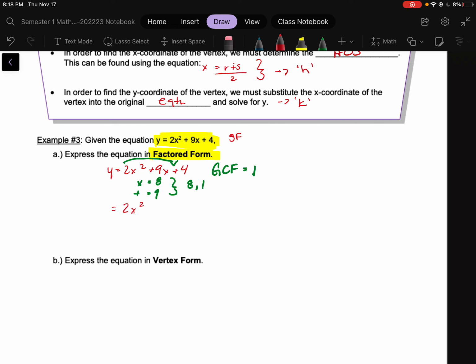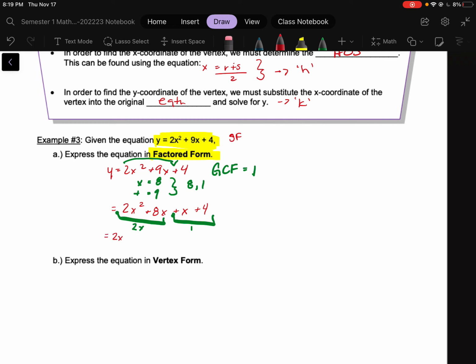Based off of that, let's plug it in. We have 2x to the power of 2. That stays. Then we use our two numbers, 8x plus x, because 1 is x. And then we keep the 4, because we got rid of the 9 since we just used that. From here, we want to group based on similar concepts. We're going to group these two together, and these two together. Between 2x to the power 2 and 8x, the greatest common factor is 2x. And between the x and our 4, the greatest common factor is 1.